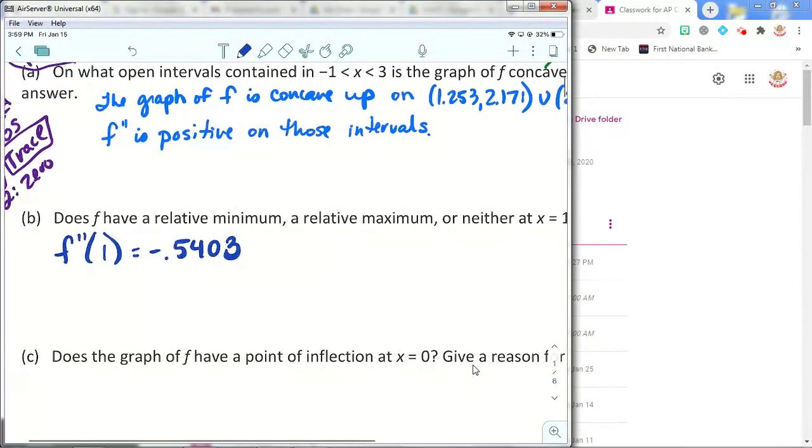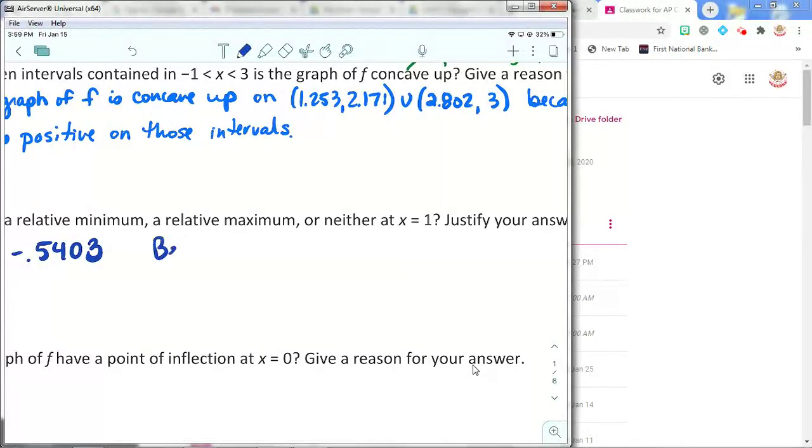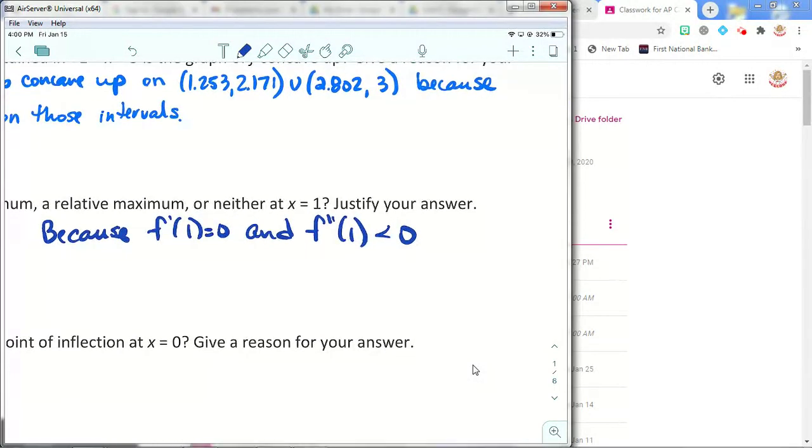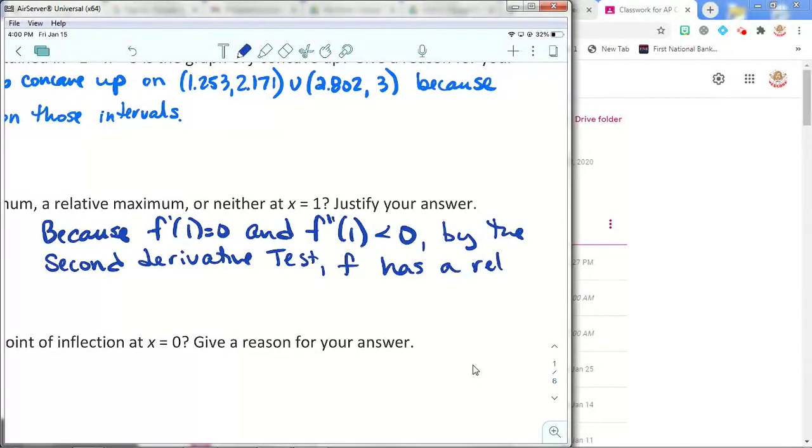All right, so that would mean that that function is concave down at that critical number, and that would make the critical number be a maximum. So because f prime of 1 is 0 and f double prime of 1 is less than 0, so negative. You could write out negative there if you wanted to. By the second derivative test, f has a relative maximum at x equals 1.